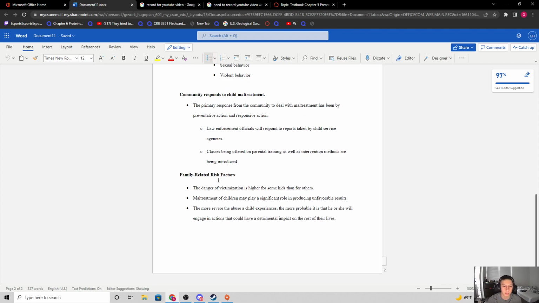Family related risk factors. The danger of victimization is higher for some kids than others. Maltreatment of children plays a significant role in producing unfavorable results. The more severe the abuse a child experiences, the more probable it is that he or she will engage in actions that could have a detrimental impact on the rest of their lives.